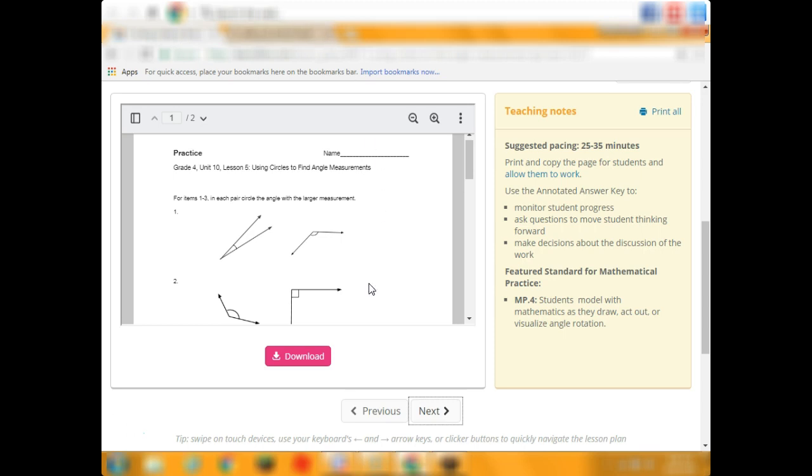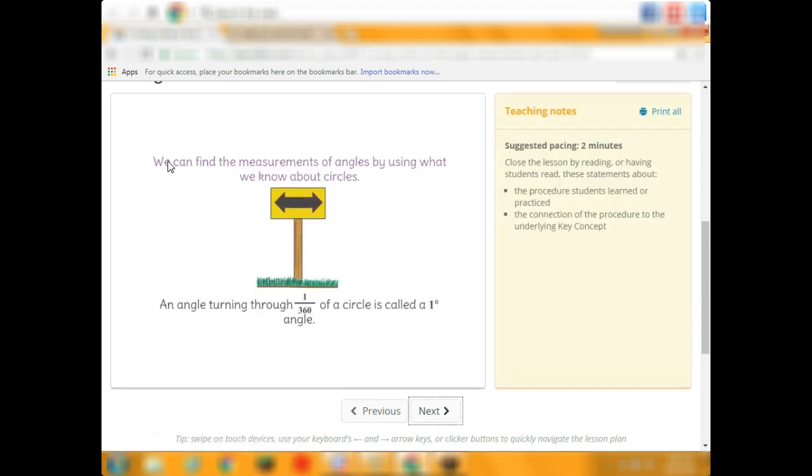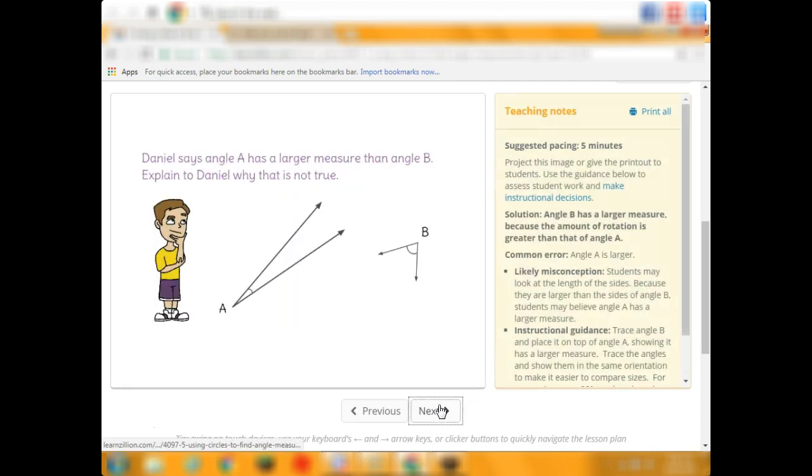So we'll go on to this. We can find the measurements of angles by using what we know about circles. An angle turning through 1/360th of a circle is called a 1 degree angle. And this is the degree sign. If you didn't know, that's the degree sign.